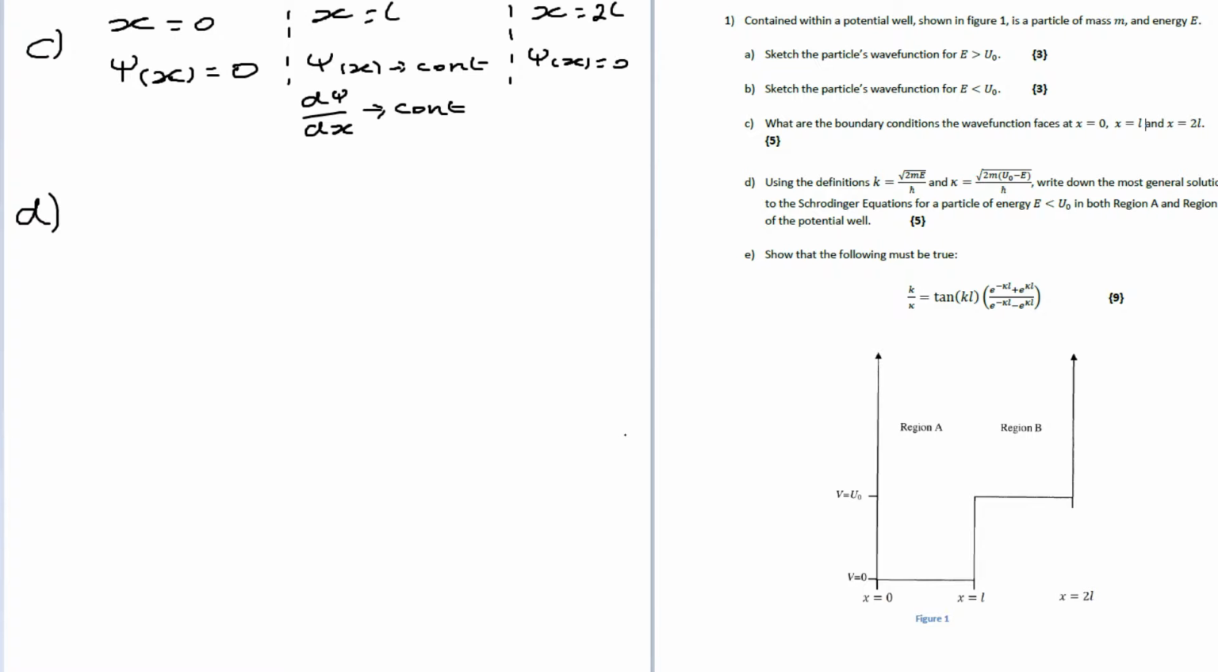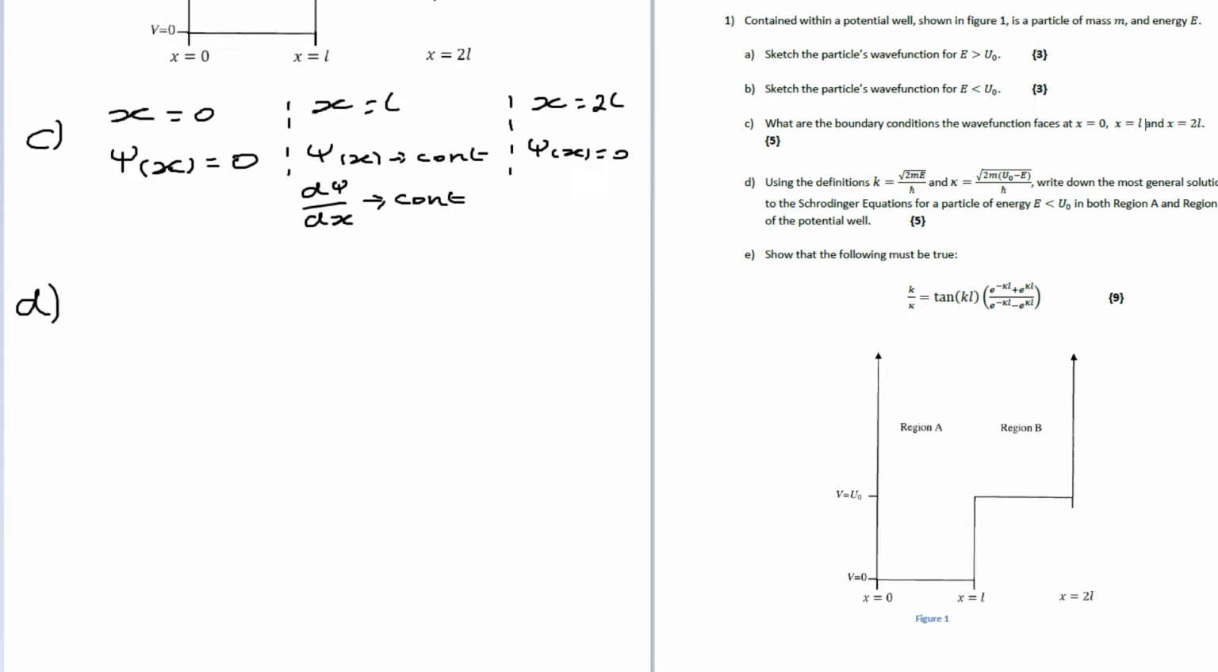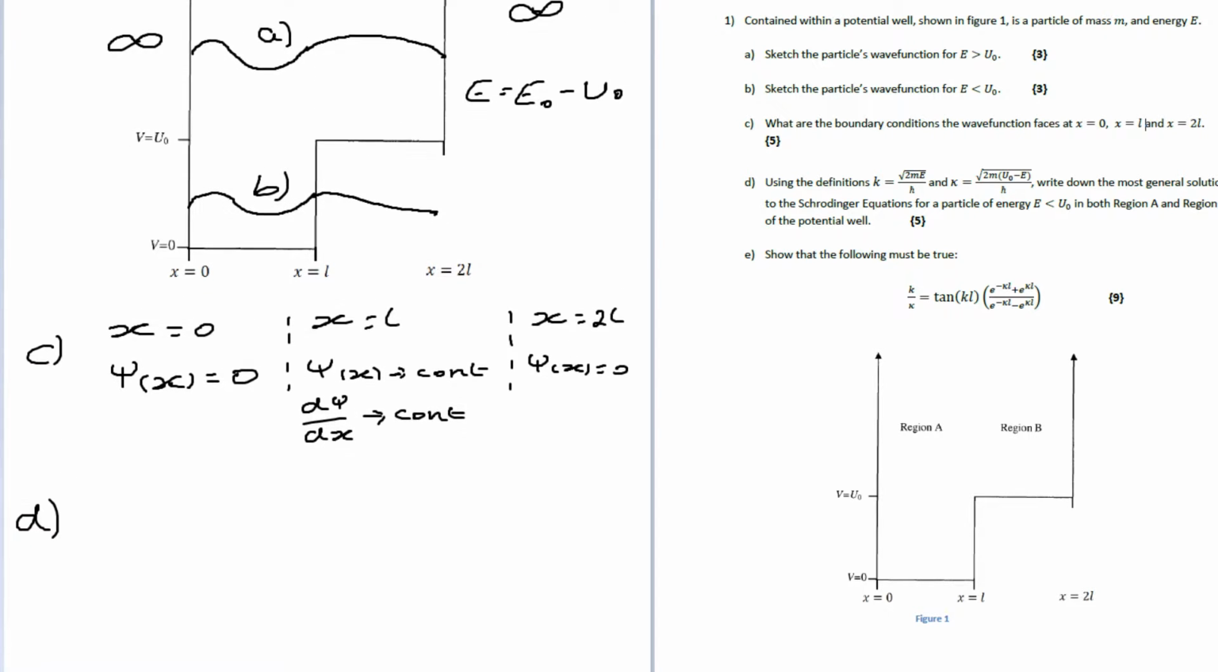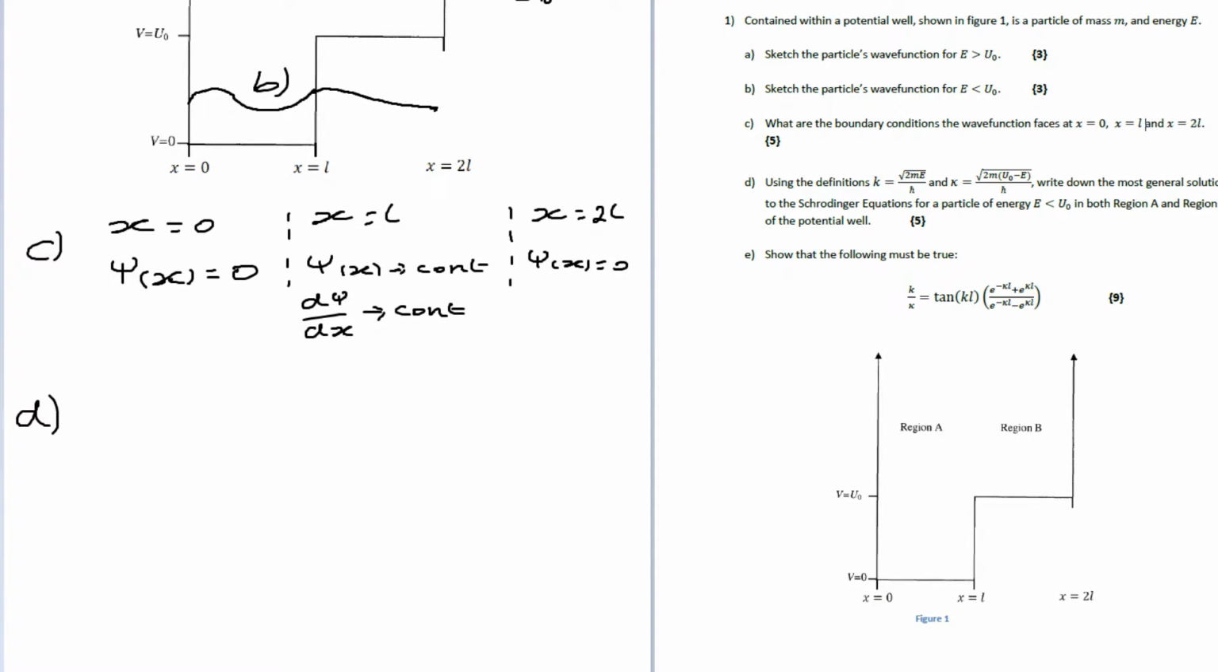Okay, so again you can sort of get this from the picture that we drew earlier, or you can get it from memory. Let's look at the picture real quick. So it wants E less than U0, so we're down here in this B regime. And first of all, it wants the general solution of the Schrödinger equations for region A. So this is just, it looks like a sine wave, right?